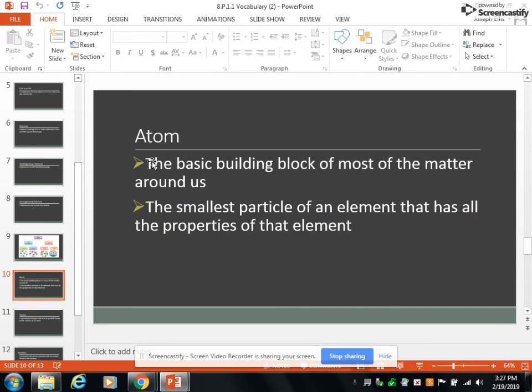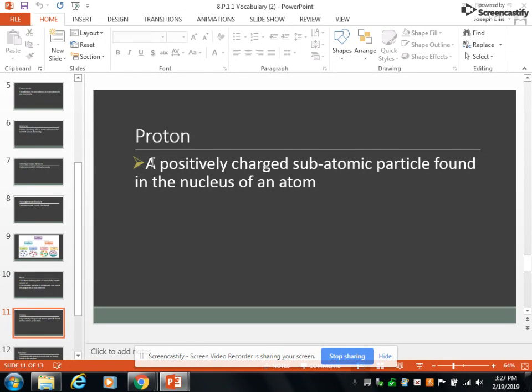Now, we've been talking about atoms. Those are the basic building blocks of most of the matter around us. They're the smallest particle of every element, and it has the properties of that element. There are 112 different types of atoms in the universe. An atom has three parts. Inside of its nucleus, it has protons and neutrons.